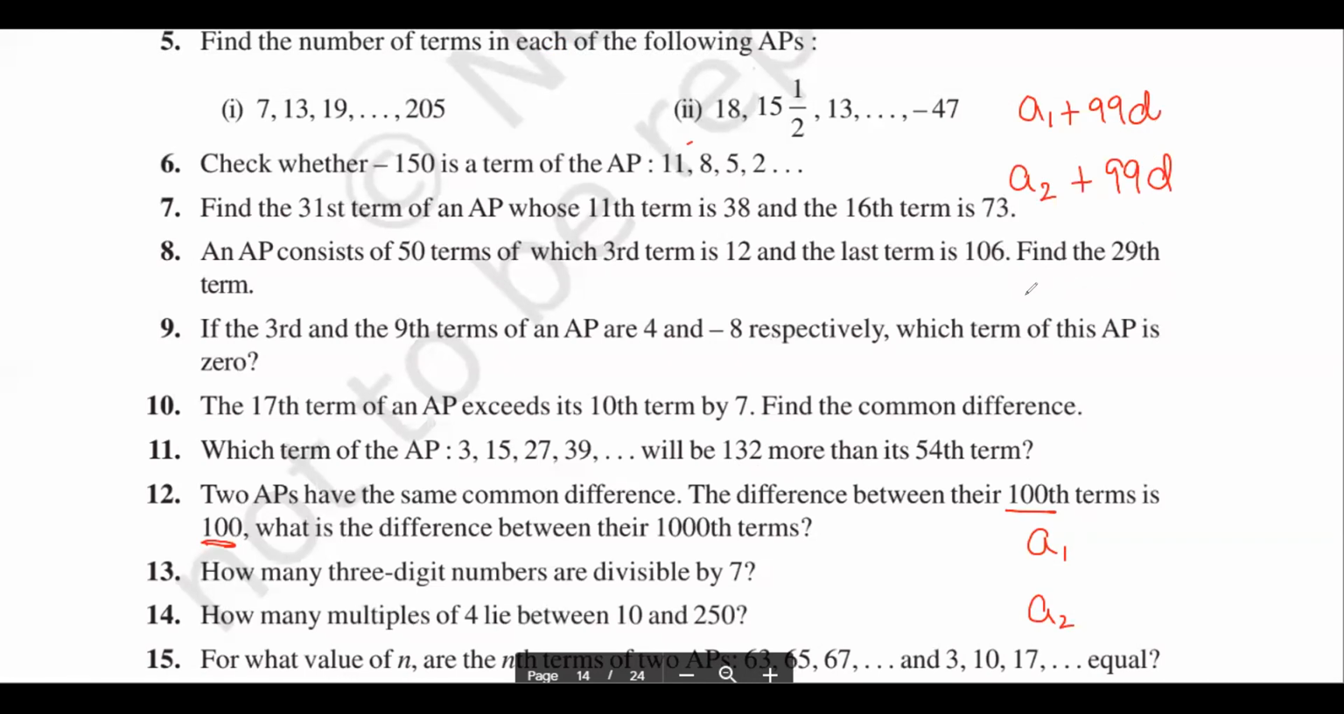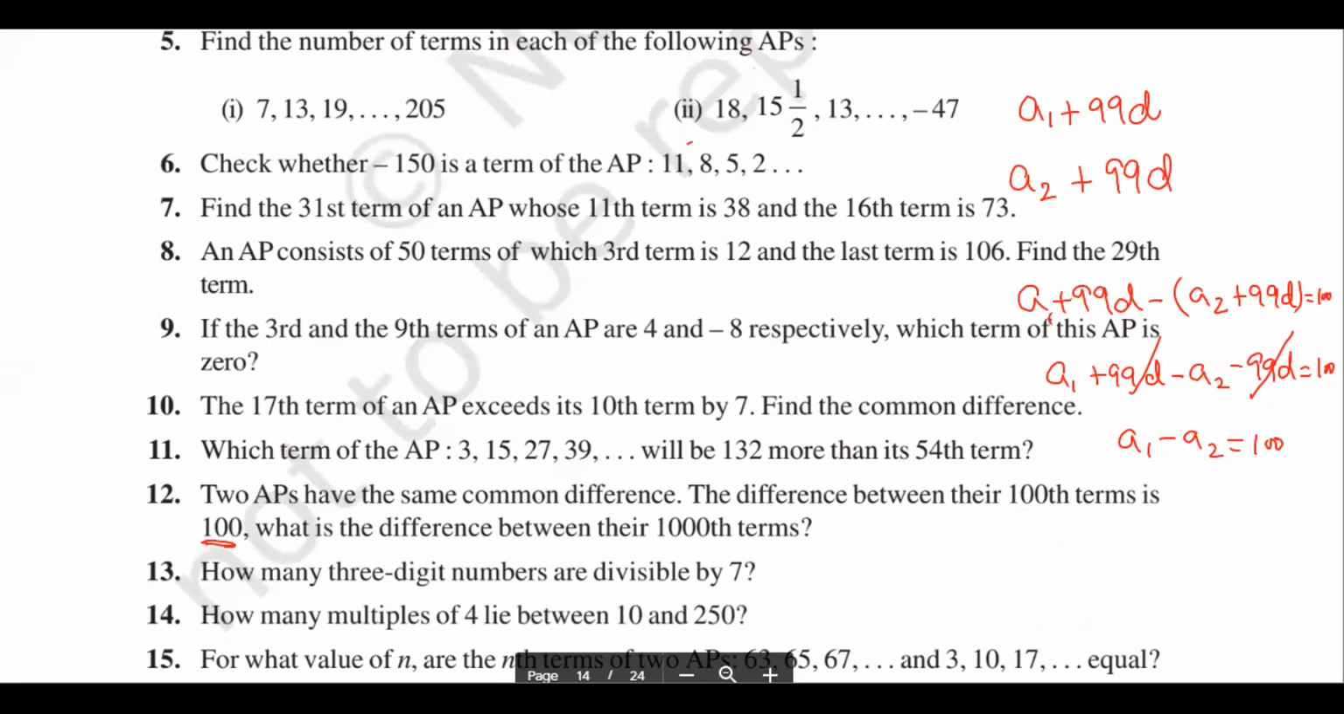So you will find that (a1 + 99d) minus (a2 + 99d) is equal to 100. When you open the bracket you will get a1 plus 99d, minus a2, minus 99d. When this minus gets multiplied, this will also get multiplied, equal to 100. So you find that a1 minus a2 is equal to 100. Now coming to its 1000th term, you can simply solve this one.